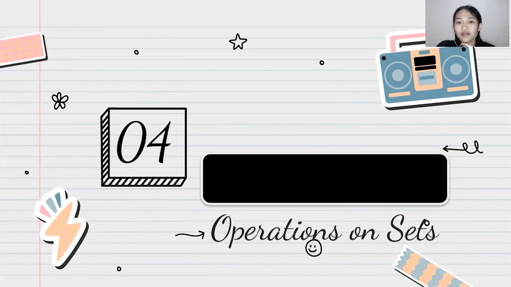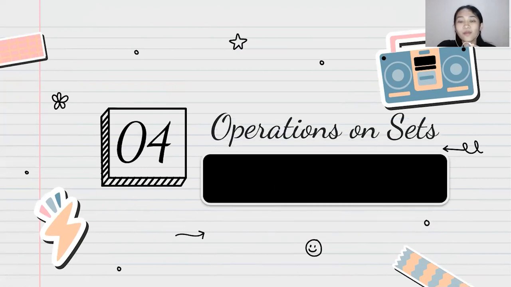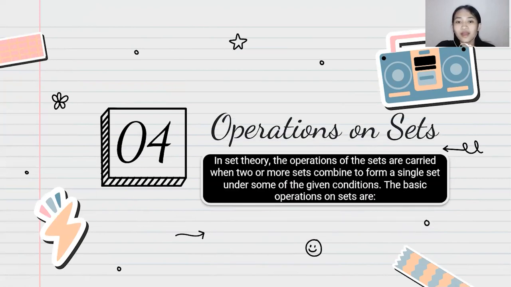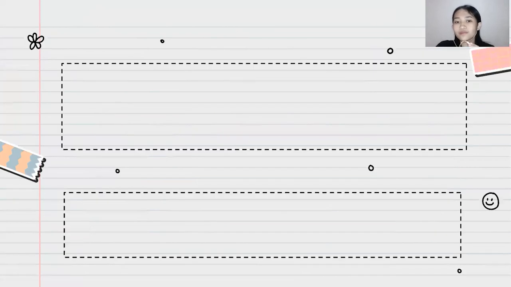And the last, operations on sets. In set theory, the operations on sets are carried out when two or more sets combine to form a single set under some given conditions. The basic operations on sets are union of sets.